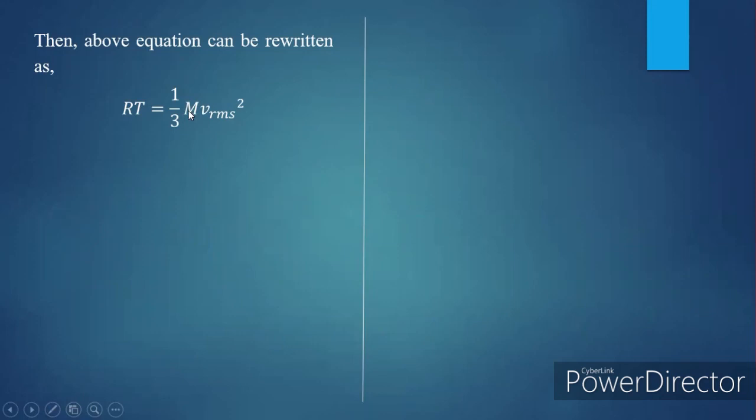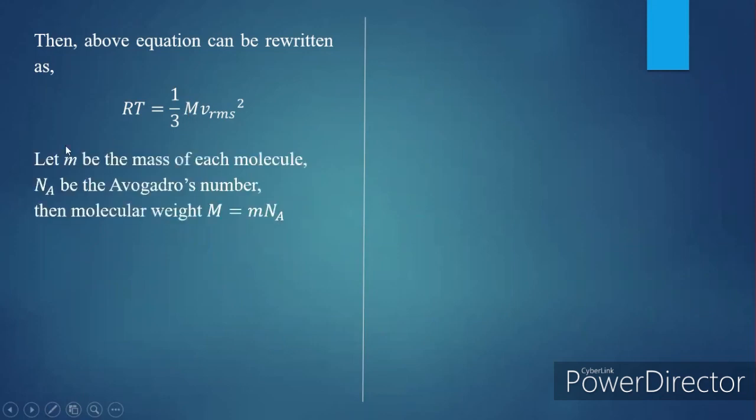The energy is distributed equally. So you substitute for capital M is equal to small m into N A, where small m is the mass of a single molecule and N A is the Avogadro number. If you multiply these two, you will get the molecular average weight. Substitute here: you will get the kinetic energy associated with each degree of freedom is equal to half kT. Then each degree of freedom carries the energy of half kT.